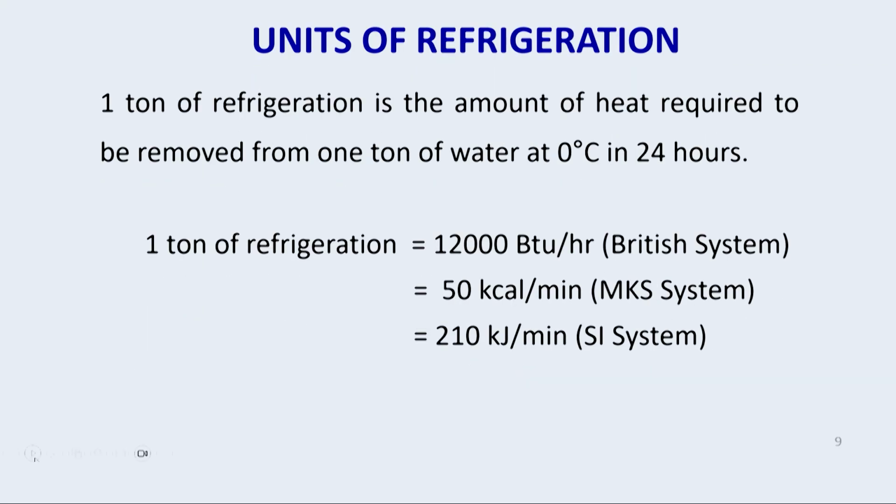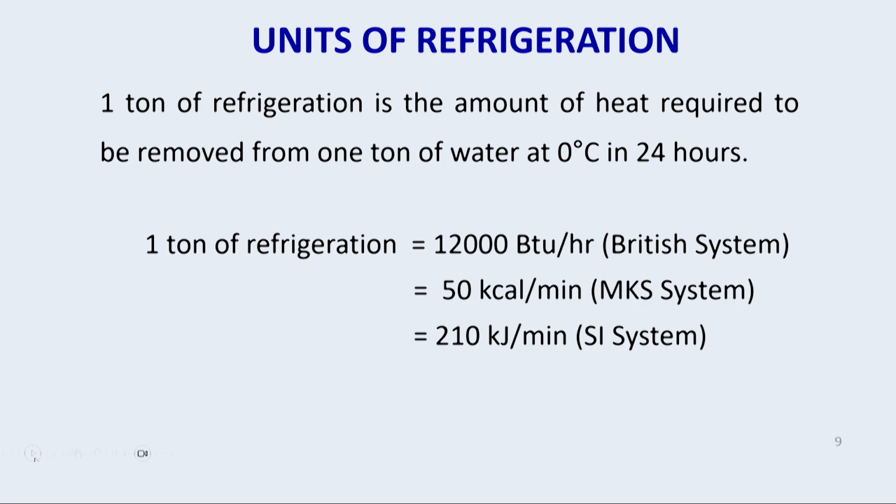Before we conclude part 2, let us define the units of refrigeration. It is expressed as 1 TR, 1 ton of refrigeration. It is the amount of heat required to be removed from 1 ton of water at 0 degrees centigrade in a day. Like we have 1 ton of water, which is 1000 kg. How much quantity of heat is required to be removed in order to convert the water into ice in a time period of 1 day.